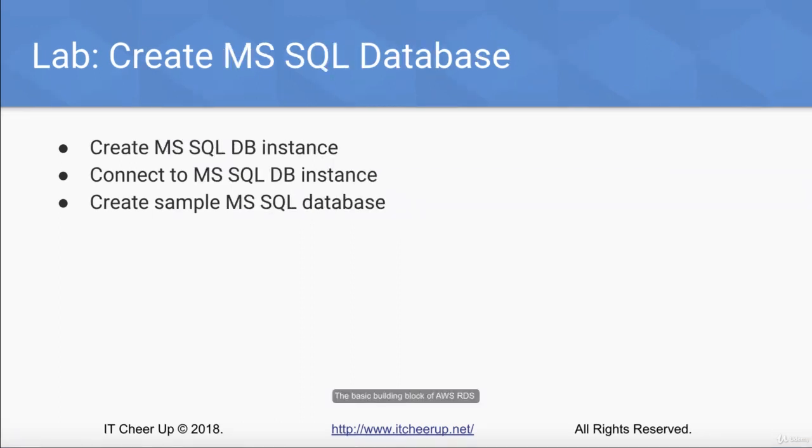The basic building block of AWS RDS is the DB instance. In this lab, we will create the sample DB instance with the commercial database engine MS SQL. We will set up the DB instance with the public access so you can connect to the DB instance and run the simple query. After you're done the lab, we will delete the sample DB instance.